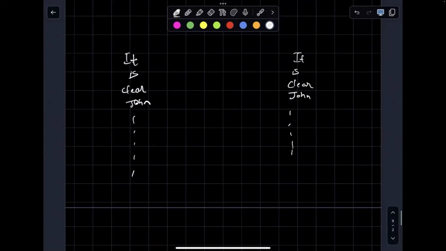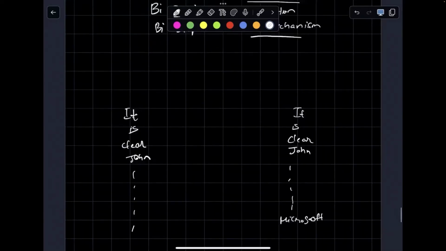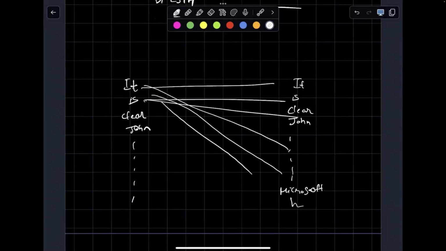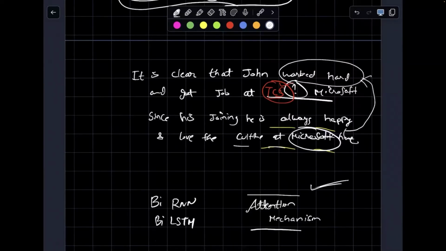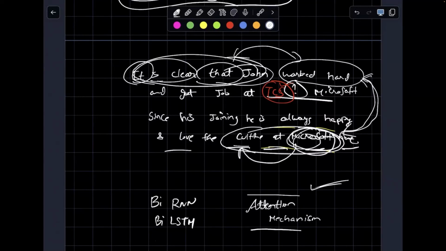I'm telling this because in the future it will be helpful for you to connect the dots. Here a relation between every word will be captured. Even though previous words are seen, the relation between Microsoft and 'worked hard for Microsoft' won't be captured, because it is seen step by step, one word after another. Microsoft and culture will be captured, but Microsoft and 'he worked hard for Microsoft' will not be captured by these bidirectional models.